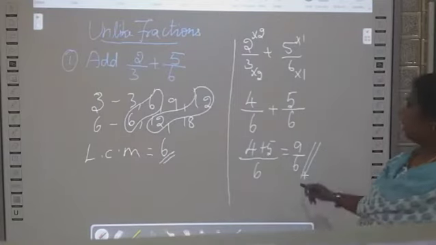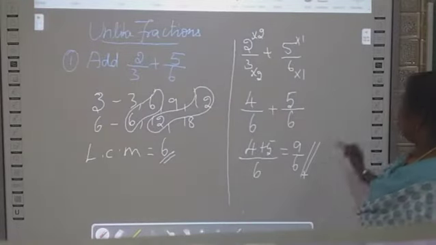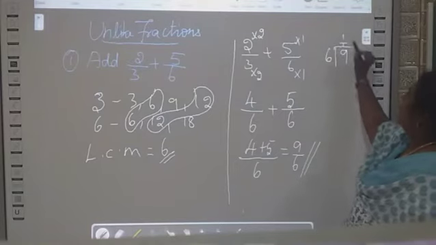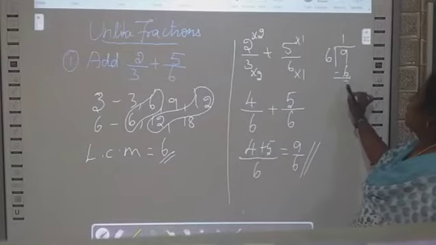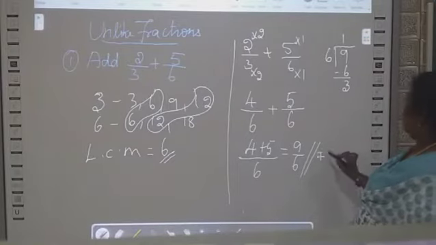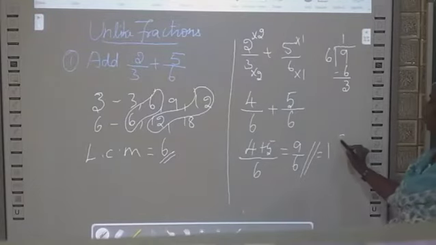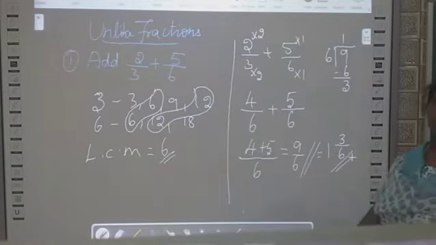An improper fraction we can make into a mixed fraction. How can we do that? 9 divided by 6. 1 times 6 is 6 only. Subtract 9 minus 6, which is 3. So first we write the quotient, 1. Then the remainder value 3 over 6. This is the mixed fraction.